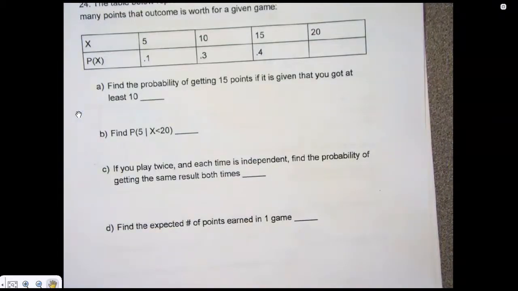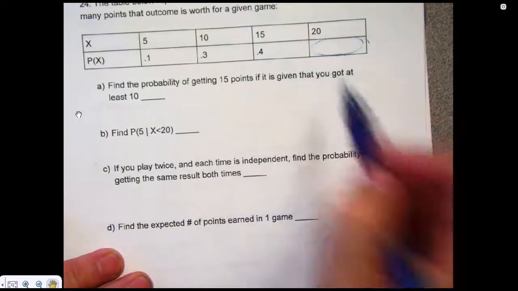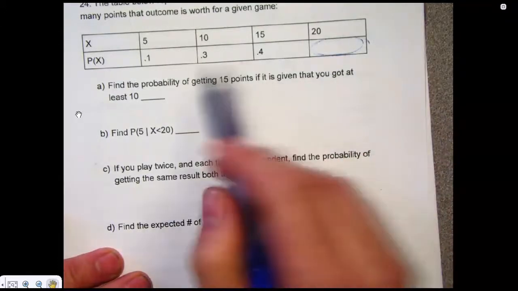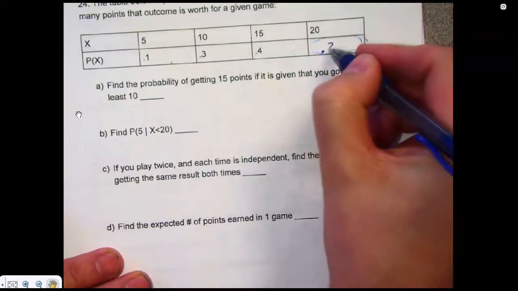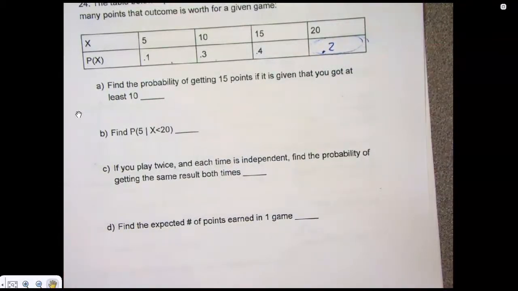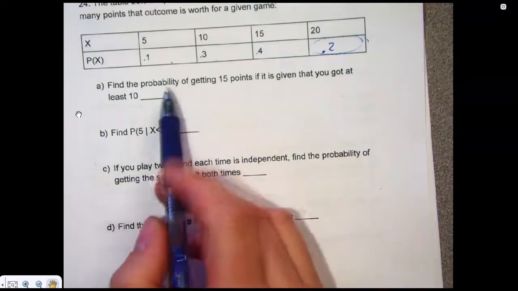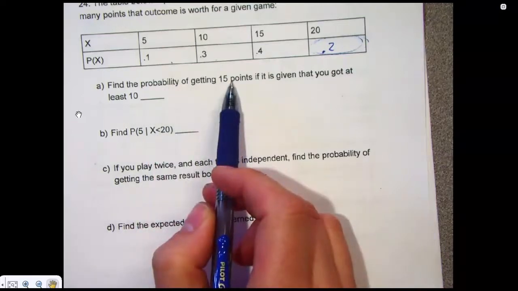24, so the first thing I would do is fill in this. So this is like the probability distribution. The sum of the numbers has to add up to 1, so this has to be 0.2 to make that happen. And then, what's the probability of getting 15 points if you know you got at least 10?